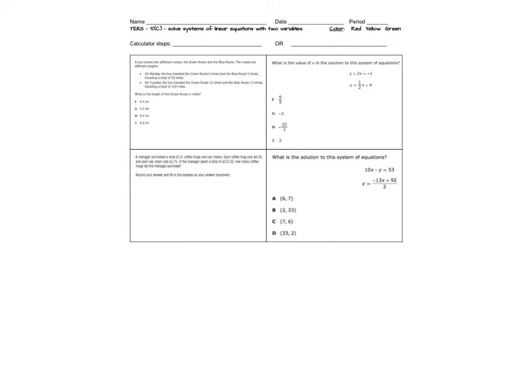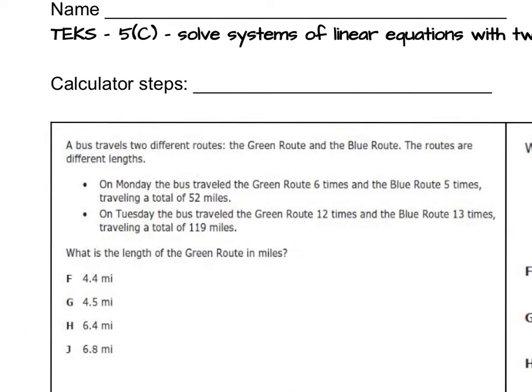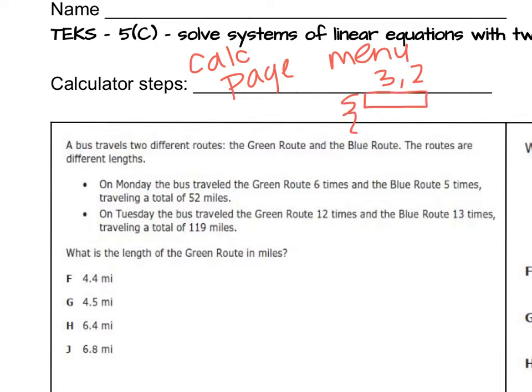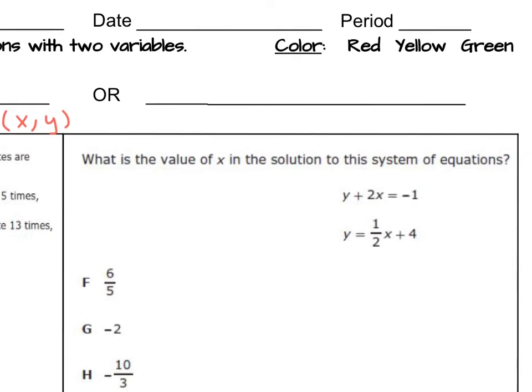There are two ways to solve systems of equations in the calculator, depending on how you want to see the answer presented to you. The first way is you can go to a calculator page and press Menu 3 and 2. It's going to give you something that looks like this with two boxes to type your equations into. You'll type in the equations just as you see them and hit Enter to see your answer in the form x, y.